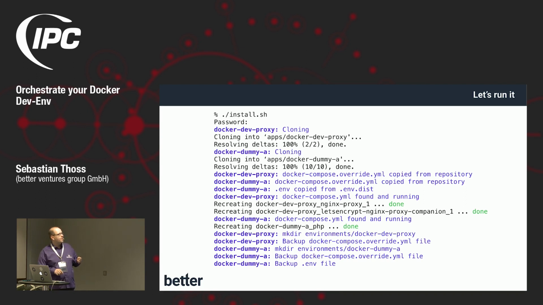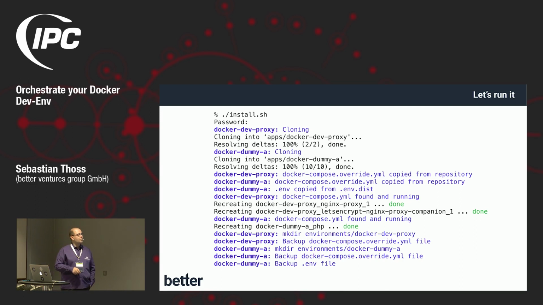Same for the dummy A. Then it will do the same with the env file. So it will copy the env file from the env dist, because it's not there yet, it's not backed up yet. Then it checks if this repository has a Docker Compose. So sometimes we have repositories which are just libraries, so they don't need anything to run, but they should be part of the code, they should be part of this environment, they should be available to change their code.